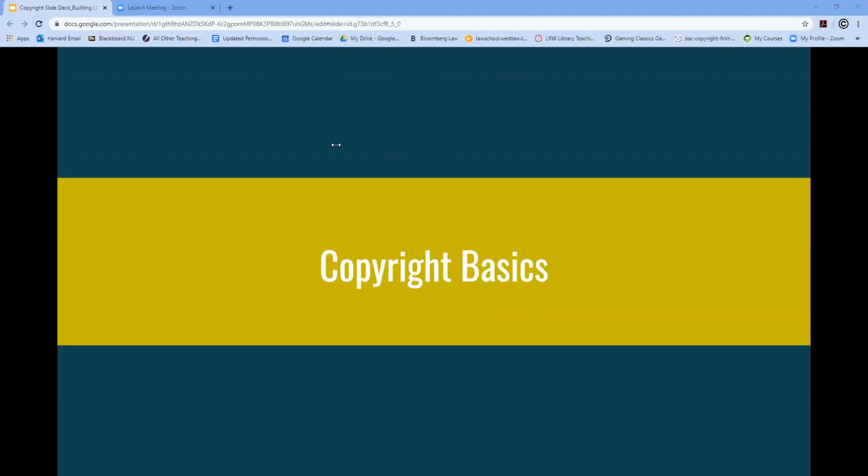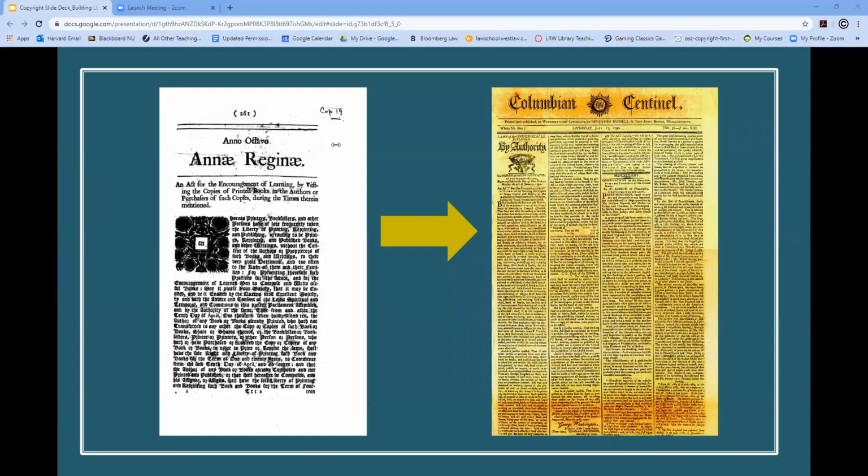So let's take a brief look at some copyright basics. In 1710, the English Parliament passed the Statute of Anne. This new law gave authors for the first time in history an economic incentive to create new works. Authors had control of their own works and the copies made via a limited economic monopoly, not unlike our modern understanding of copyright.